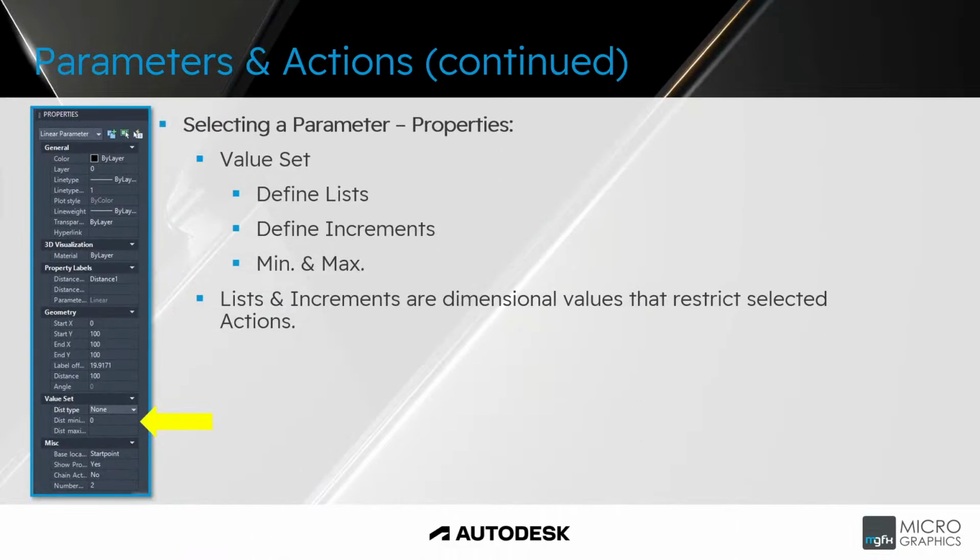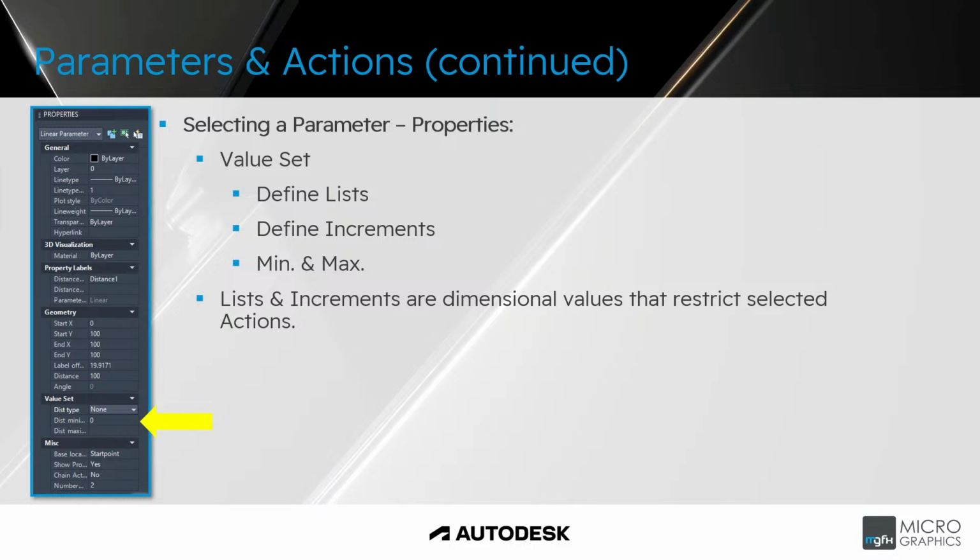Okay, so if you've placed a parameter and you click on it or you select it, its properties will be visible on the right of your screen, well, usually on the right. If you look at the value set section, this is where you can define lists, increments, and minimum and maximum values. So that's very cool.